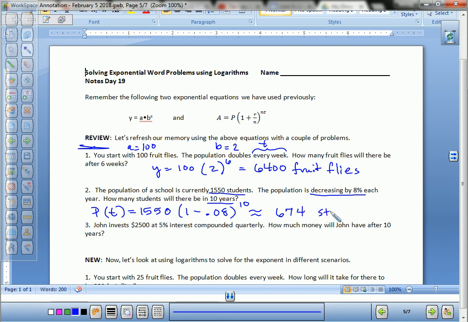We're down to 674 students. Why did I round up? Because when you're going down, you have to round up. If it's decay, we round up. When you're increasing, if it's growth, we round down. Anytime we have a discrete unit, which we do, it's people.